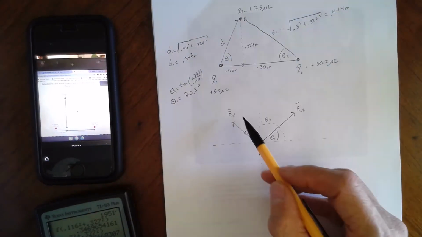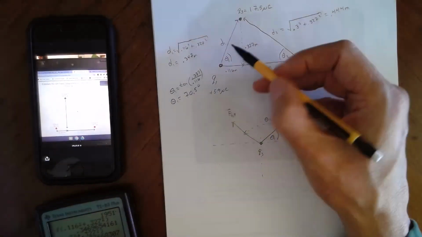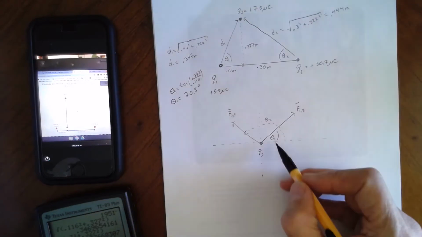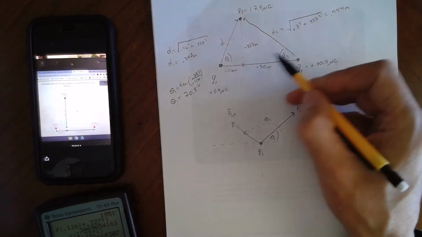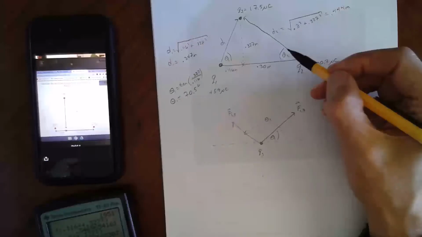Okay, so that means if we extend it out like this here, it'll be this angle right here. So we see that theta 1 is 70.5 degrees right here. Now let's take a look and see what theta 2 is.